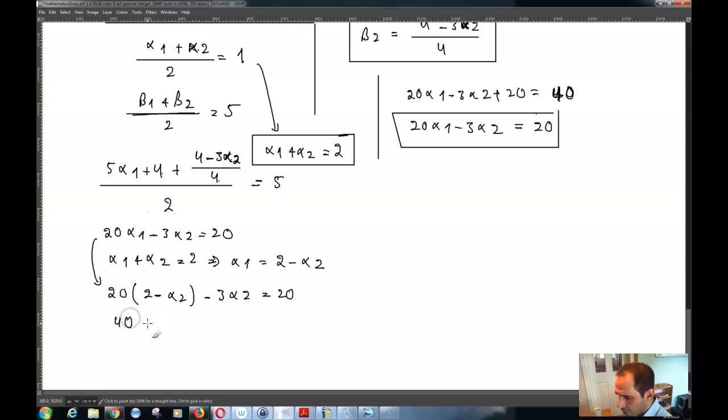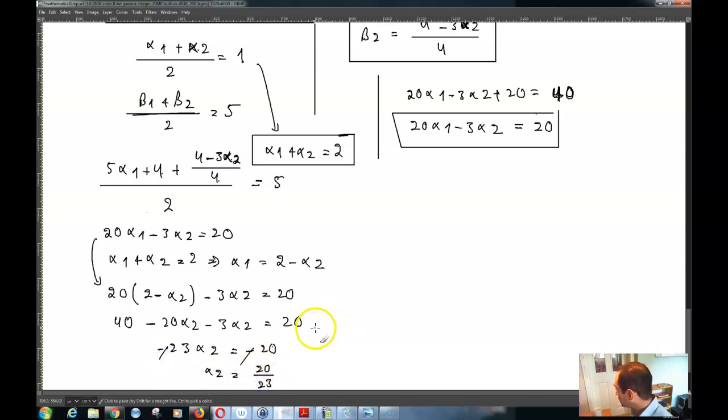So that's 40 minus 20 alpha 2 minus 3 alpha 2 is equal to 20. And that is basically negative 23 times alpha 2 is equal to negative 20. And these two you can cancel out. Alpha 2 is equal to 20 by 23. So this is one answer that we can use. And then alpha 1 over here, we said that alpha 1 is equal to 2 minus alpha 2. So then alpha 1 is equal to 2 minus 20 by 23.